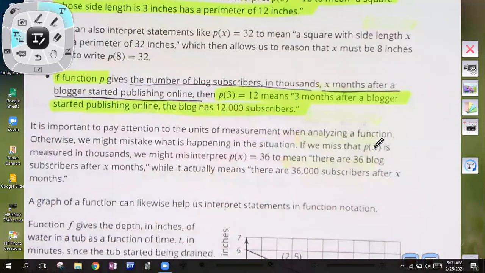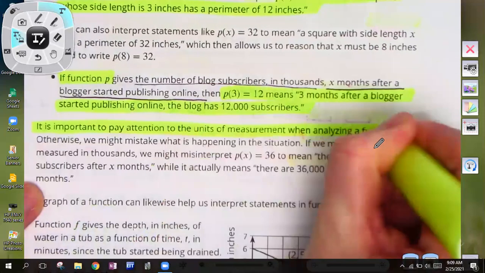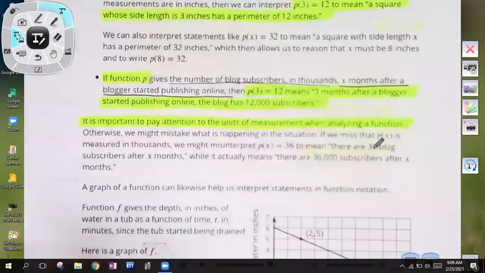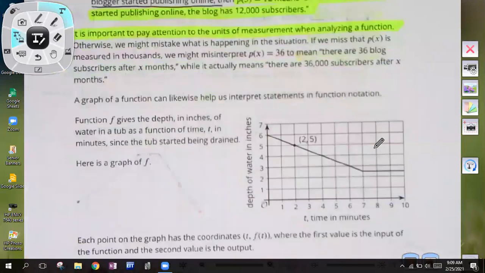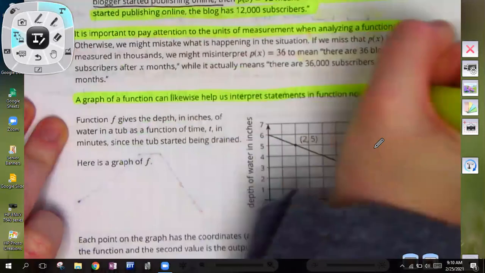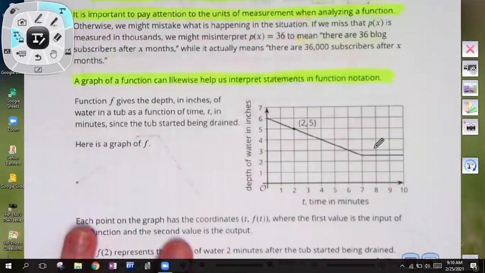All right. Good job. It says it is important to pay attention to the units of measurement when analyzing a function. Otherwise, for that last one, we could have mistaken that after 3 months she only has 12 subscribers. Because if that's what we think, then we're going to want to change a lot of things if we didn't understand that it's actually 12,000. All right, a graph of a function can likewise help us to interpret statements in function notation. It was really helpful when we had that graph of the smartphones to see why May's function notation didn't work, right? It was really helpful to see it that way.